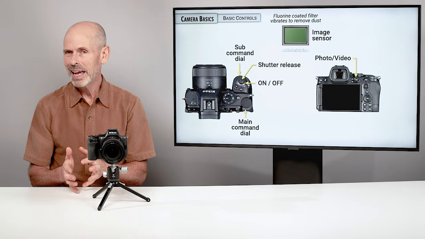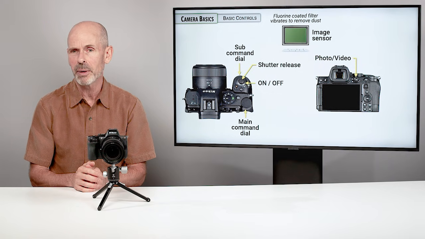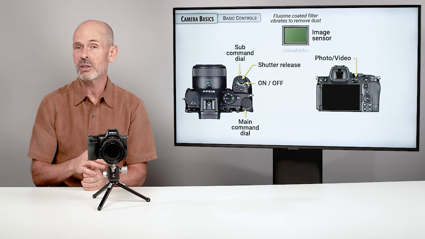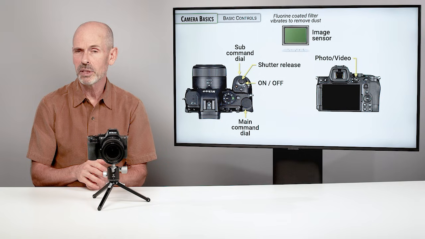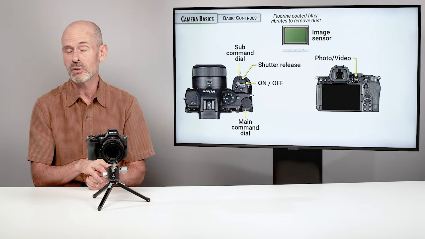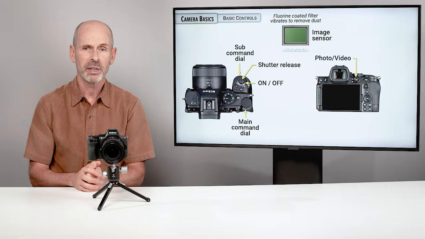And so it can be somewhat easy to bump in some cases as it goes in and out of a camera bag. And so make sure that this is in the correct position for what you want to do, because you don't shoot videos when you're in the photo mode and you don't shoot photos when you're in the video mode. And so a very clear distinction about what you're doing there.